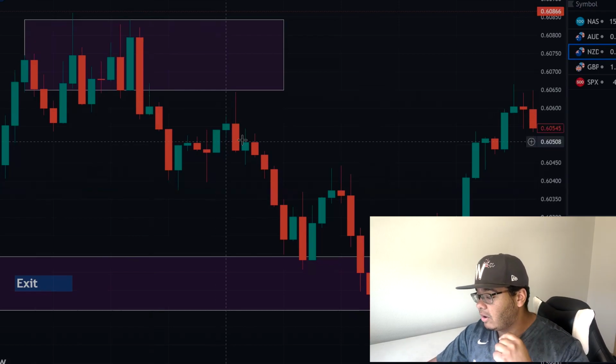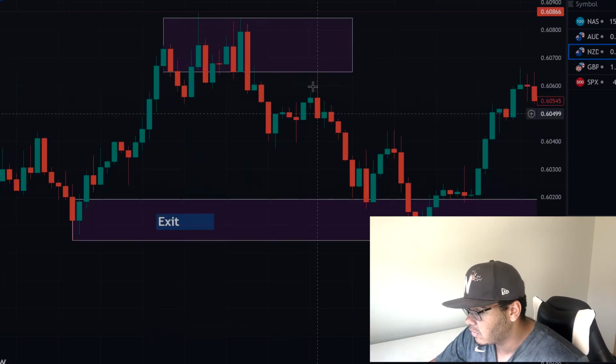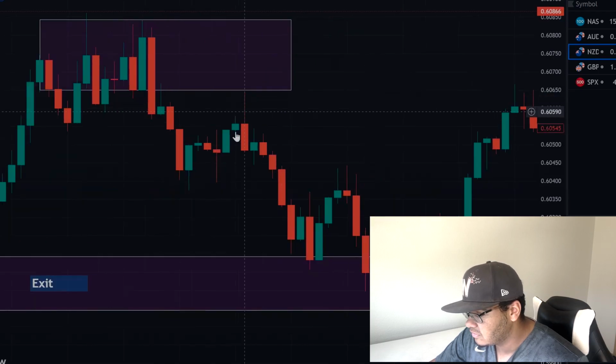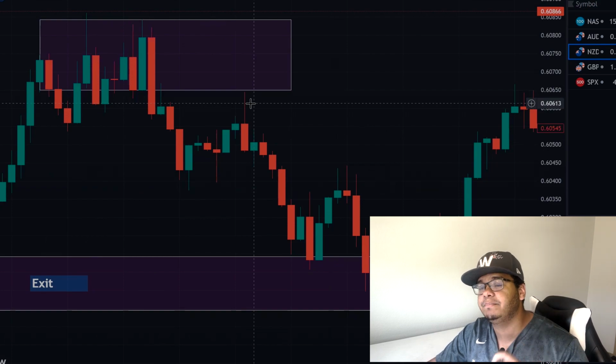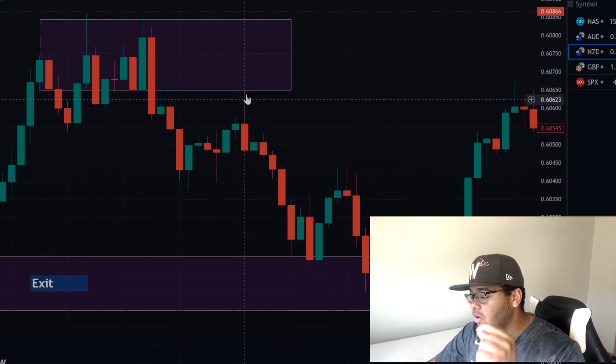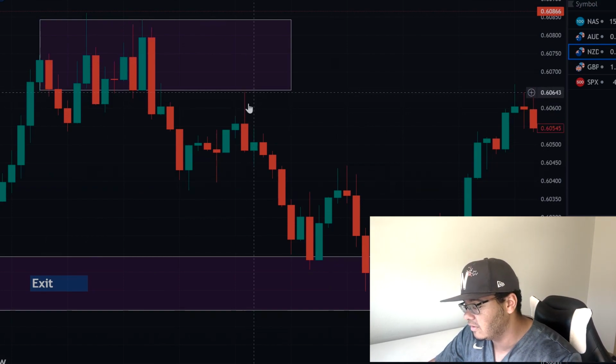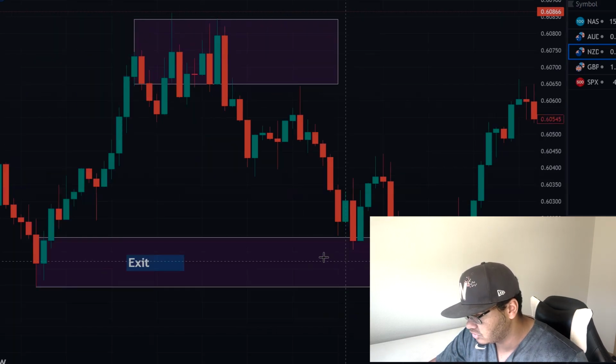Now, what made me feel better about holding this trade was this bearish candle that we have here. As we see, price came down and retested. So it didn't even tap into our zone area. It retested on the outside of our supply zone area, and then price continued to push down.